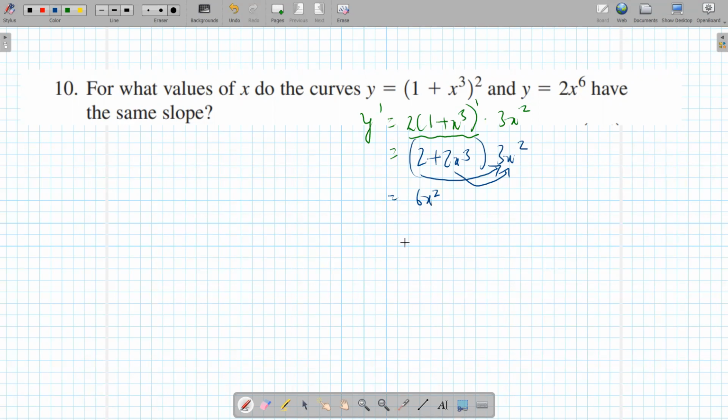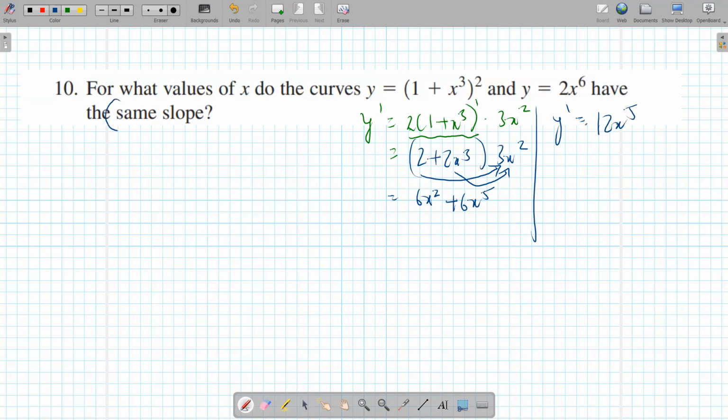Six x to the power of five. Yeah, plus 6x to the power of 5. So that's the first guy. What about the y prime for the second one, 2x cubed? 12x to the power of 5. Yeah, 12x to the power of 5.